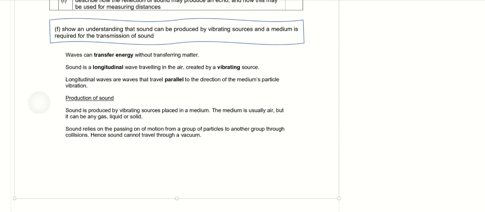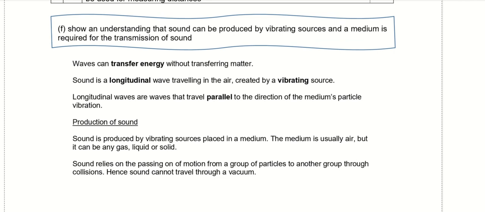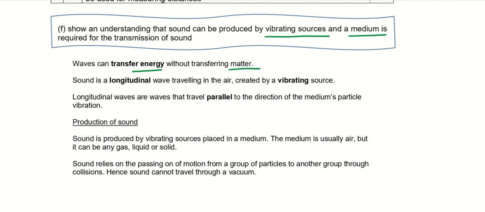We continue with success criteria F. It shows an understanding that sound can be produced by vibrating sources and a medium is required for the transmission of sound. That means I must have a source that vibrates so that it can produce sound. Basically, sound is a kind of energy and we need a medium to transmit the sound. Waves can transfer energy without transferring matter. You have actually learned this in the first part of waves, right? Energy can be transferred, but the matter is not transferred. What is being transferred is energy.